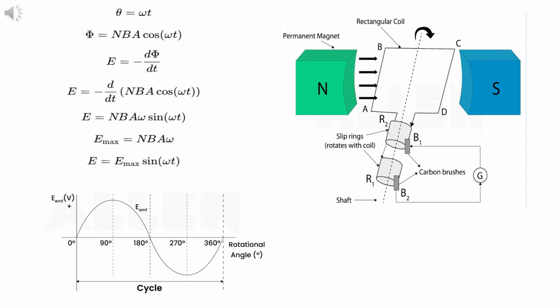Because slip rings allow continuous rotation without reversing connections, the output remains alternating. And that is how an AC generator works.